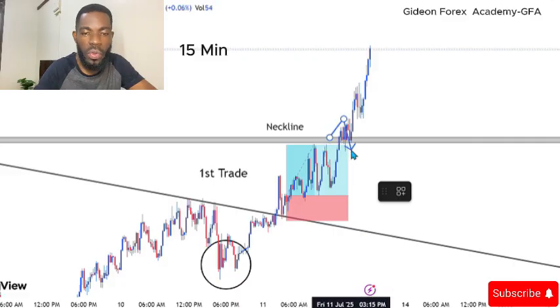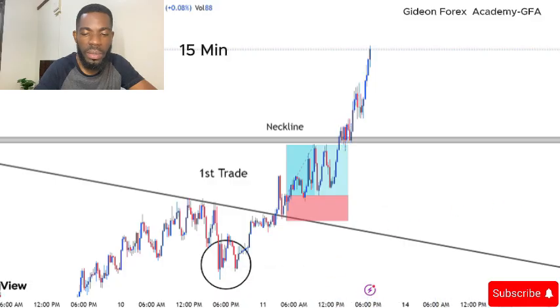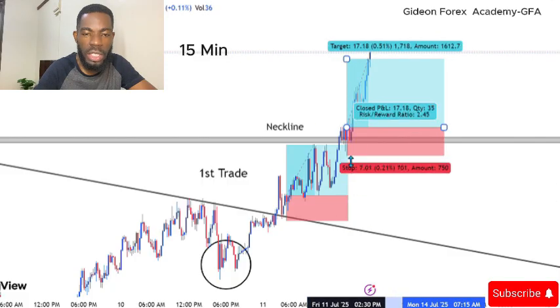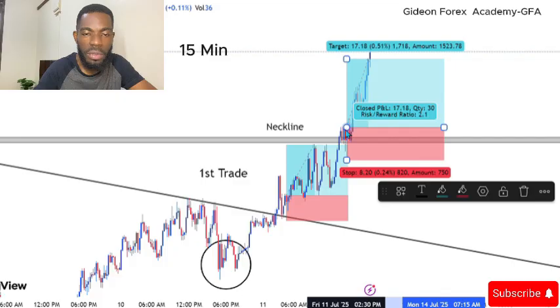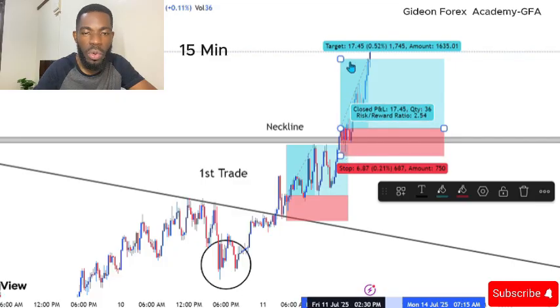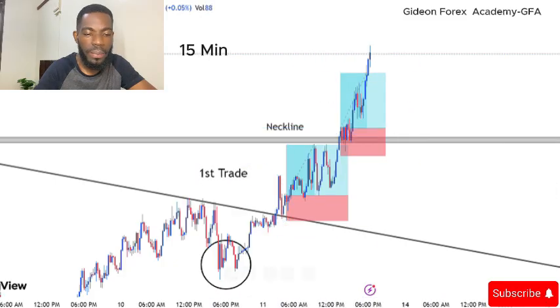After that retest, we can see momentum to the upside. So we would place another long position just after the retest, we would place our buy position, and place our stop loss just below that long wick. Then we'll target a 1 to 2 risk to reward ratio. So that is our second trade.